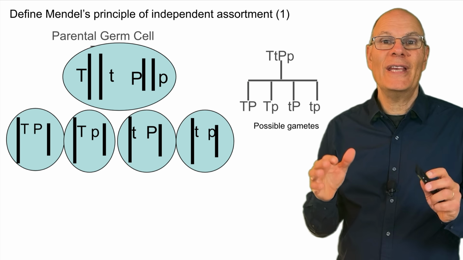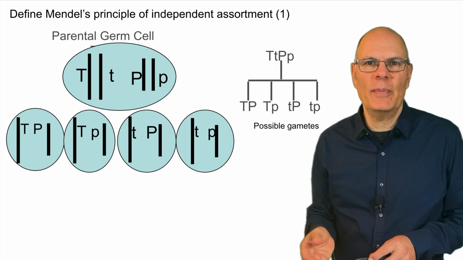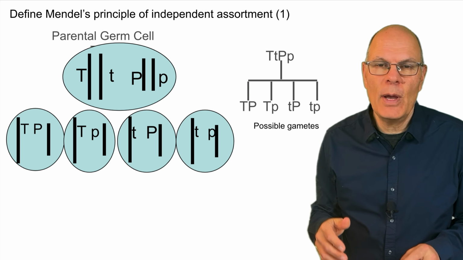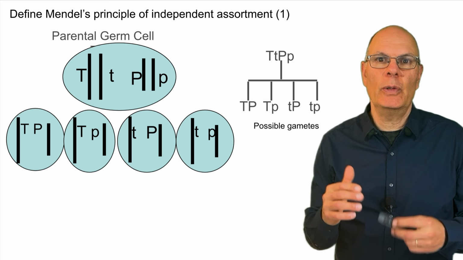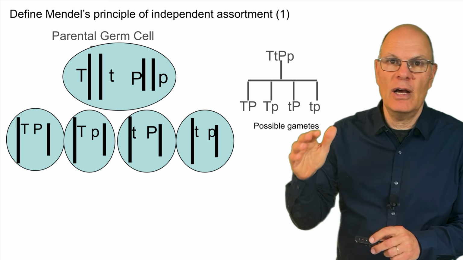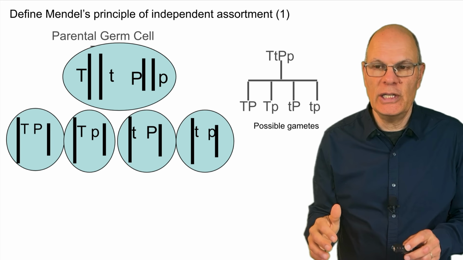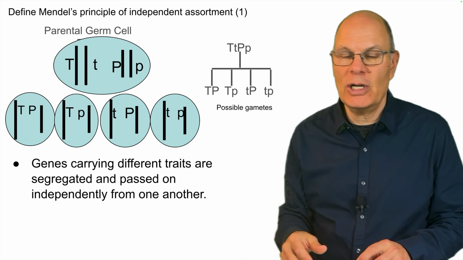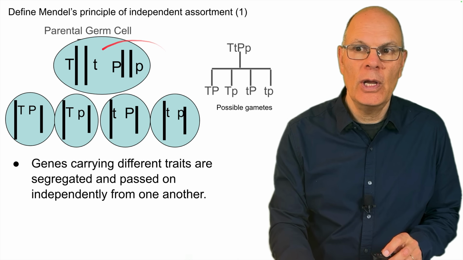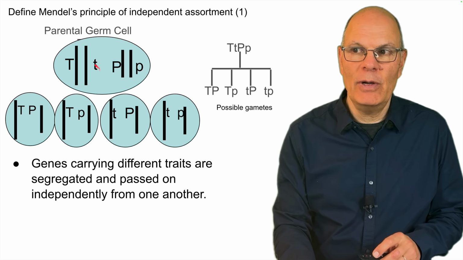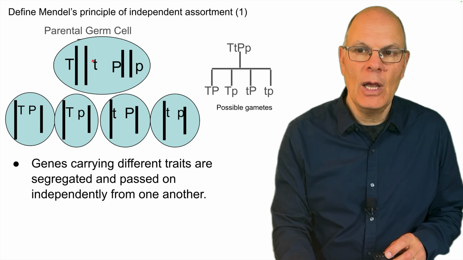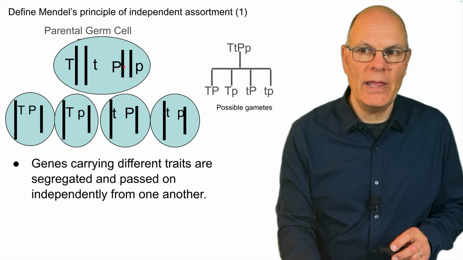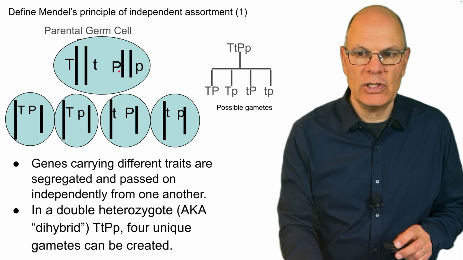Define Mendel's principle of independent assortment. Independent assortment, it's what we talked about in the context of meiosis. This is essentially the same process. Mendel was able to intuit this just looking at the transmission of traits from one generation to the next. Genes carrying different traits are segregated and passed on independently from one another. So in an organism that's dihybrid, big T, little t, big P, little p, the way that the T gene pair gets passed on is independent from the way that the P gene pair gets passed on.